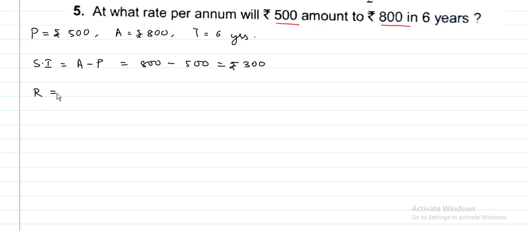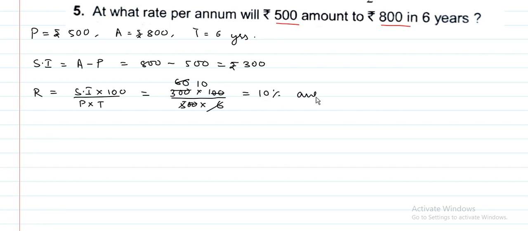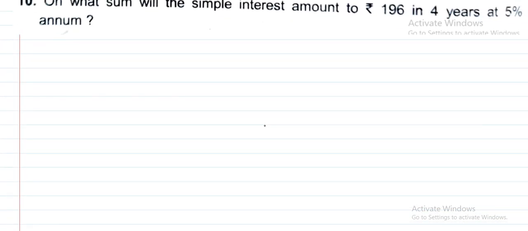Okay, so now we have to find the rate. So we will write rate is equal to SI into 100 by principal into time. So SI is how much? 300 into 100 by principal, which is 500, into time, which is 6 years. So we will cancel it. So 0 0 will get cancelled, and here it will be 5 6s are 30, then 6 10s are 60. So rate is 10%. This is our answer. Very simple. Yes or no? Okay, now let us see question number 10. What is there in question number 10?